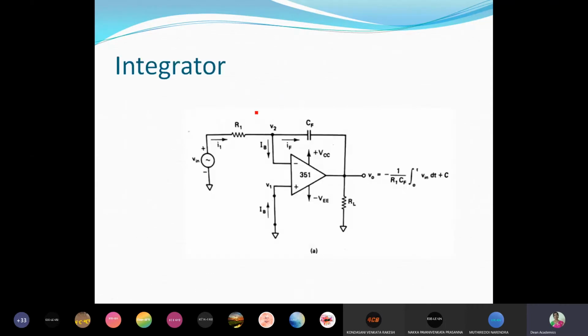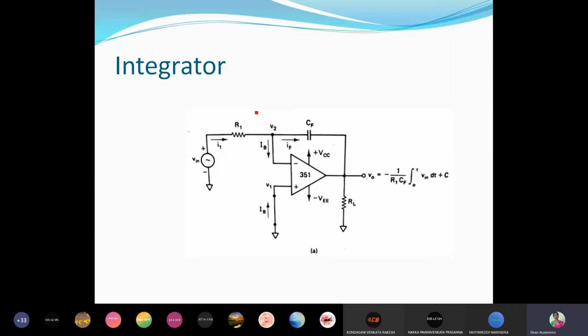Why do we call it a current to voltage converter? Output voltage is expressed in terms of input current. If there is any variation in input current, there will be a corresponding variation in output voltage. Thus we can design a current to voltage converter.